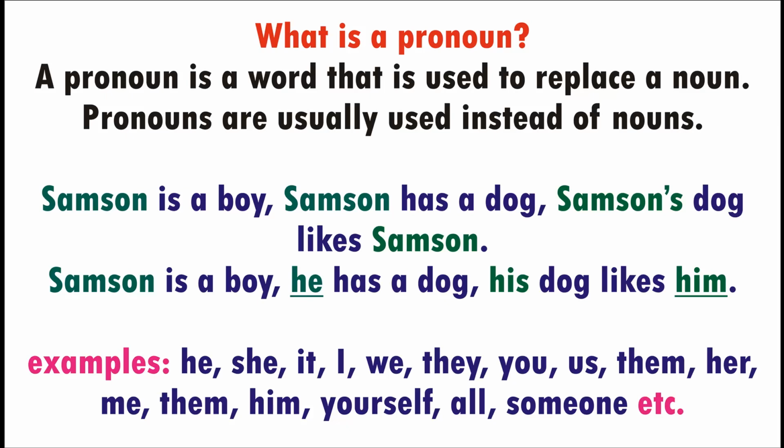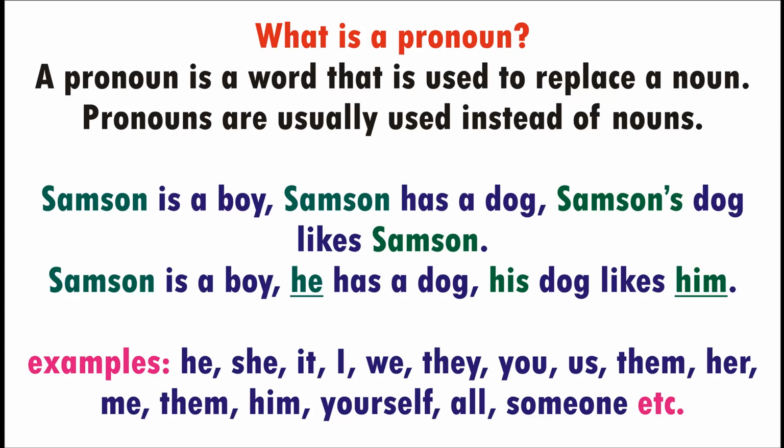Let's come to the second sentence. So in the first part of the sentence, we mentioned Samson. And the other part of the sentence where we are supposed to mention Samson, we replace Samson with the appropriate pronouns. So in the second sentence, Samson is a boy. He has a dog. So instead of saying Samson has a dog again, instead of repeating Samson the second time, we use the pronoun he. He has a dog. His dog likes him. Instead of saying Samson's dog likes Samson, we say his dog likes him.